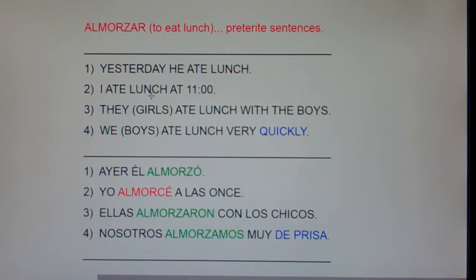Okay? Now, at 11 o'clock is literally a las 11, at the 11. Remember, they love the word the. We say at 11 o'clock. In Spanish, they say at the 11.